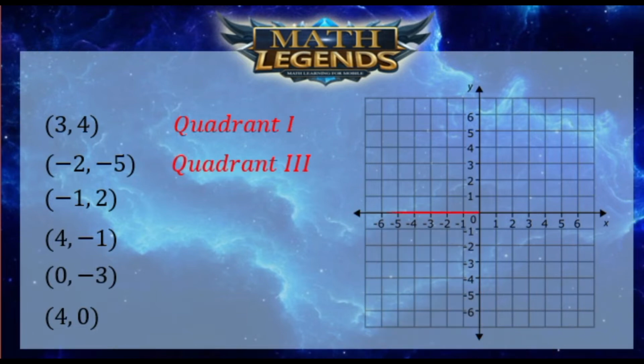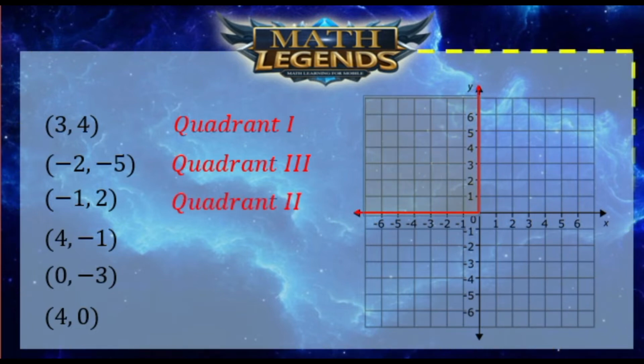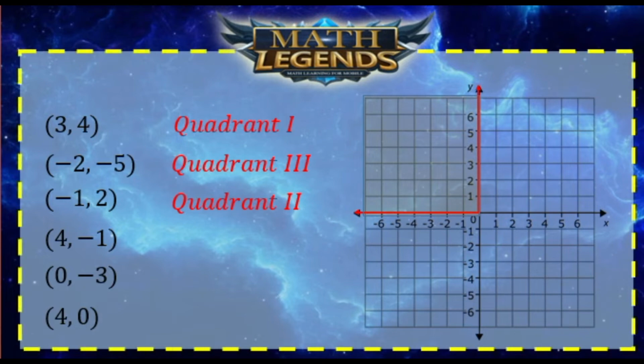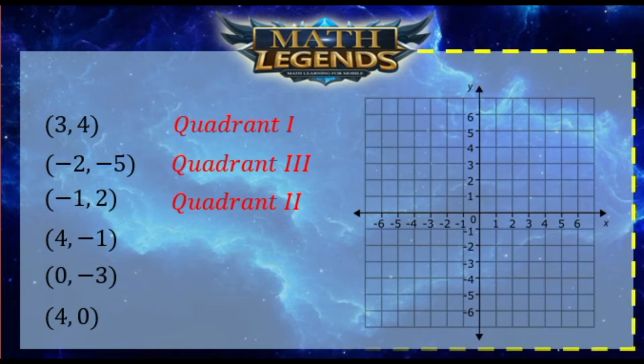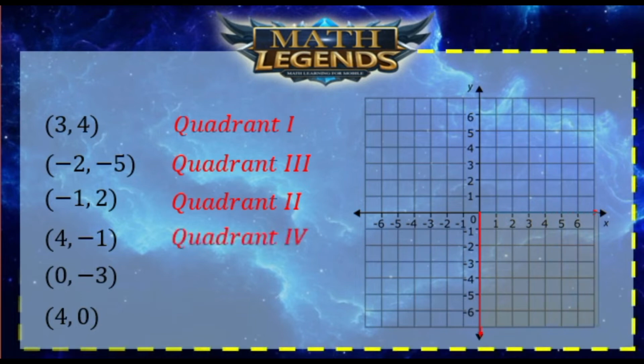We have along the negative x and along the positive y. So therefore, it is located in quadrant 2. For the next one, we have 4 and negative 1. It is located along the positive x and along the negative y. So therefore, it is located in quadrant 4.